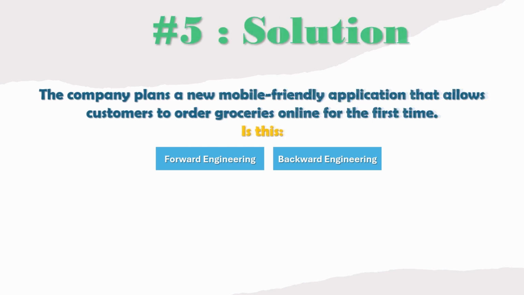This activity is again forward engineering because the development team is building a completely new feature from scratch. Online ordering didn't exist in the old system, so the focus here is on design, development, and implementation of new functionality. And forward engineering always involves moving towards a future system with new capabilities and improvements.